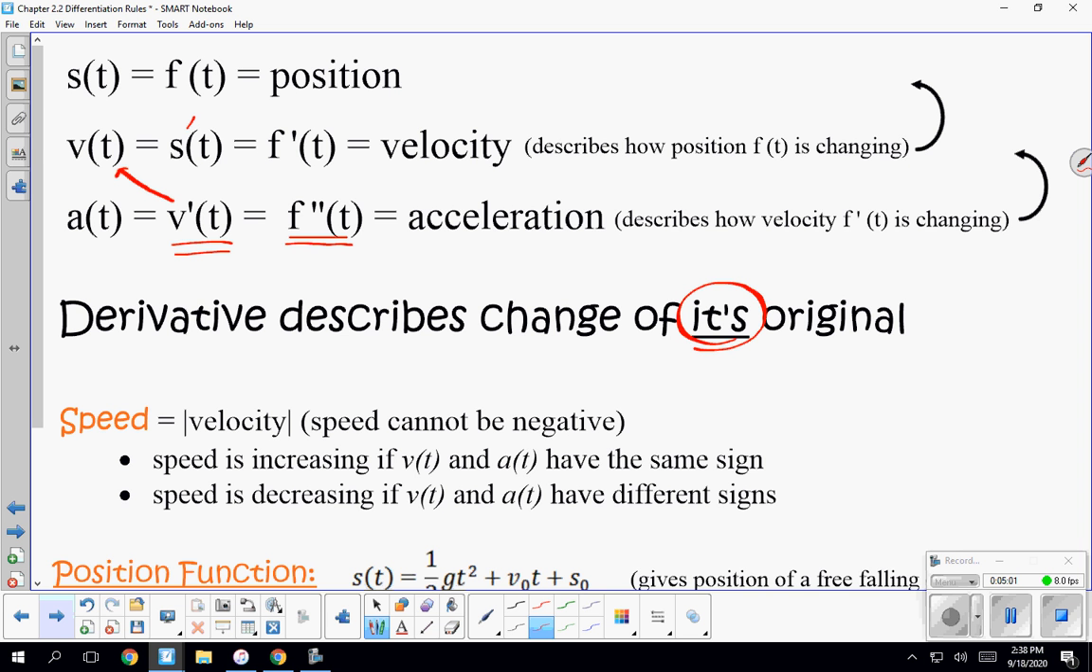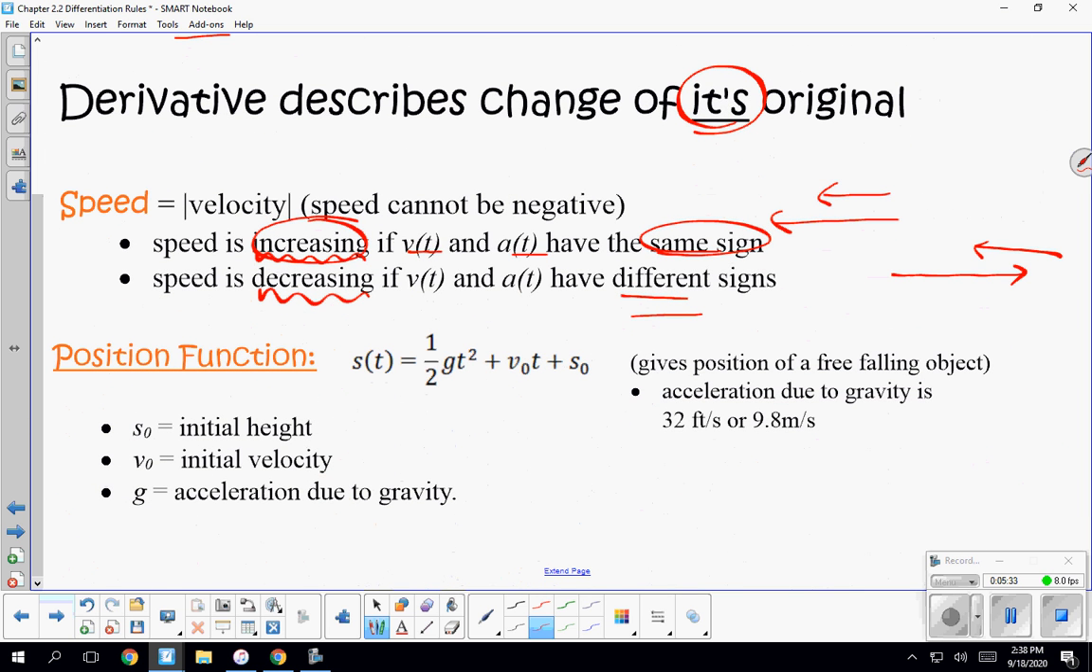Speed is the absolute value of velocity. Velocity is both speed plus direction, and speed cannot be negative. If speed is increasing, that means velocity and acceleration have the same sign, so they are working together. So if they're both negative, two forces working together will create an increasing speed. If they have different signs, one maybe is going in the positive direction while it has a negative force on it, so its speed will be decreasing.